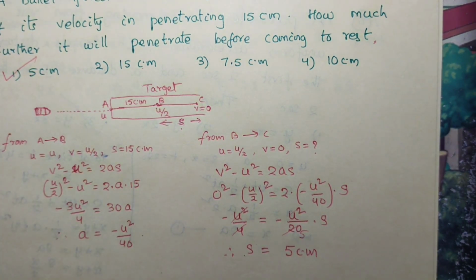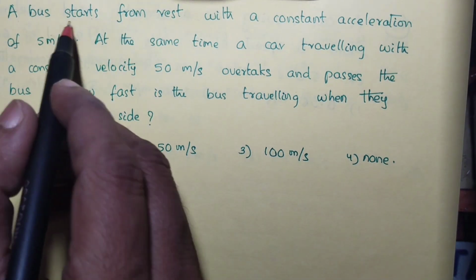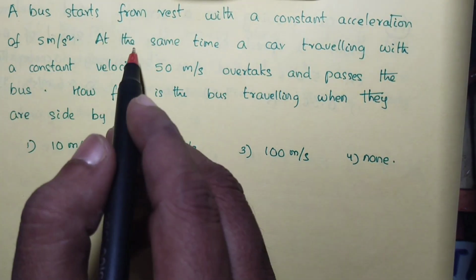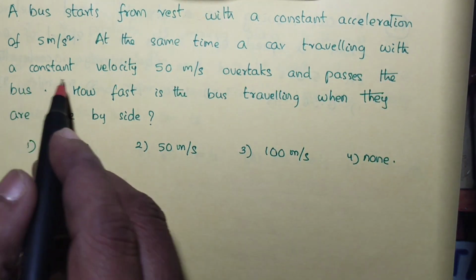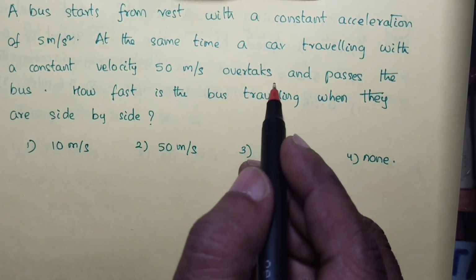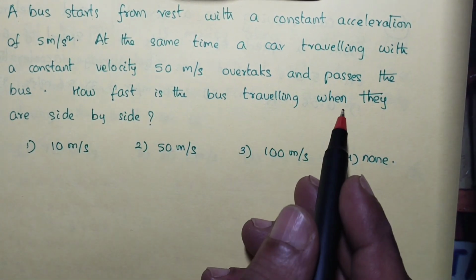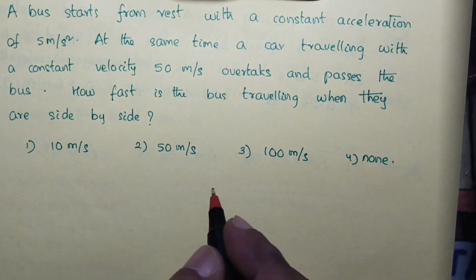Thank you. Students, let us see this problem. A bus starts from rest with a constant acceleration of 5 meters per second squared. At the same time, a car traveling with a constant velocity of 50 meters per second overtakes and passes the bus. How fast is the bus traveling when they are side by side?